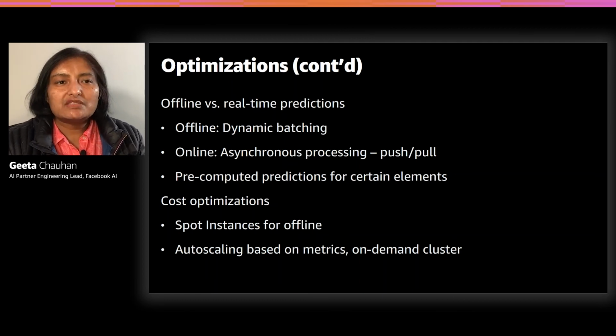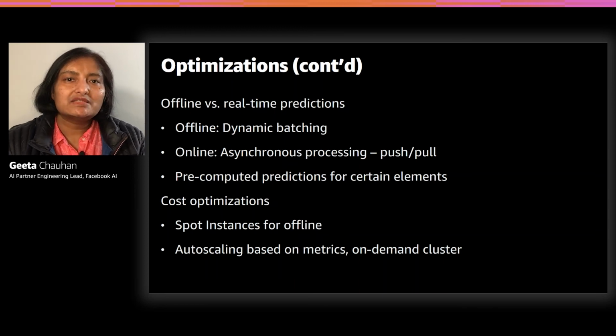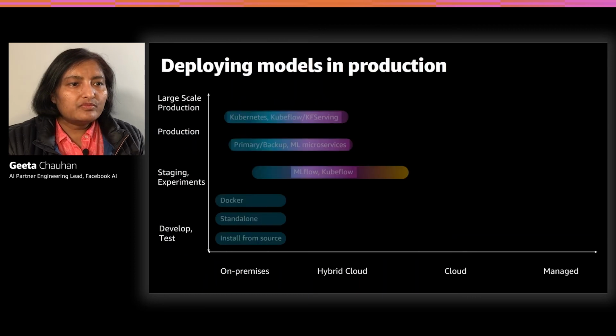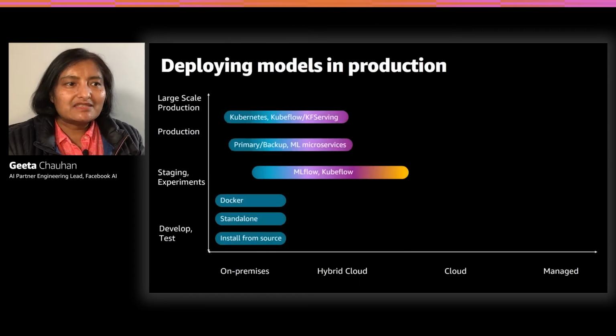On the cost optimization side, for offline models, you can look at spot instances. If an instance goes away, you can have a retry loop in your predictions and try again when the next instance comes on. You can use techniques like auto scaling based on metrics for an on-demand cluster. So Shashank talked about the flexibility and the managed deployment.